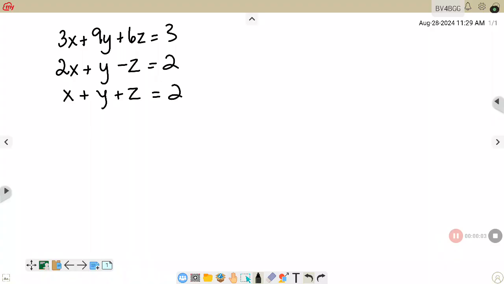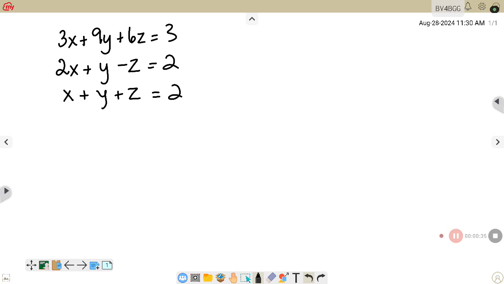All right, in this video, we're going to be using the elimination method again, but you'll notice now we have 3 separate equations and 3 different variables. So if I'm going to use the elimination method, I'm going to start off like I did when I had 2 equations and 2 variables.